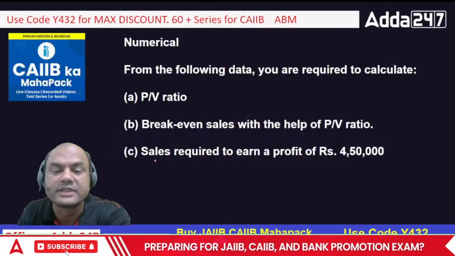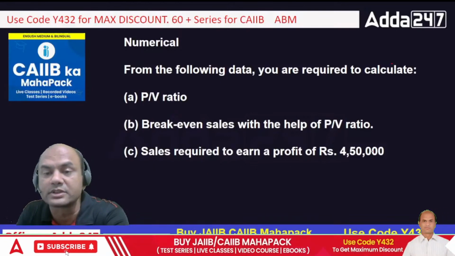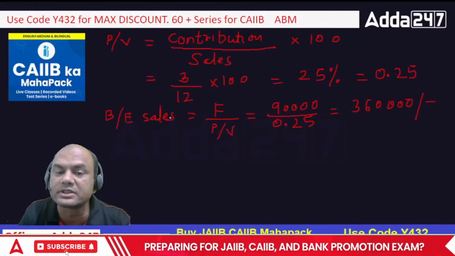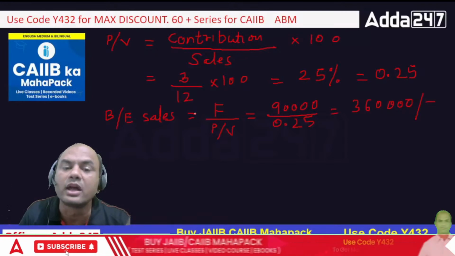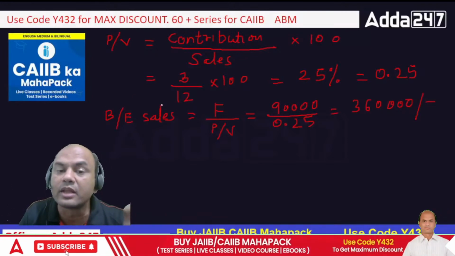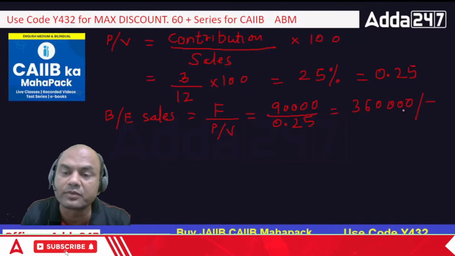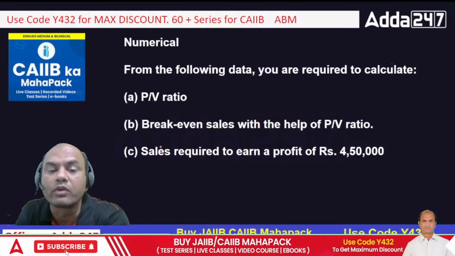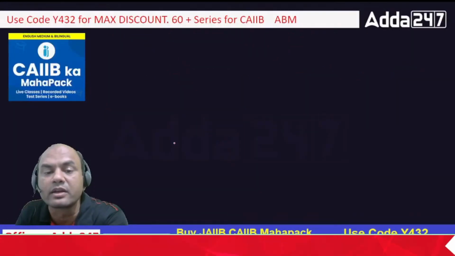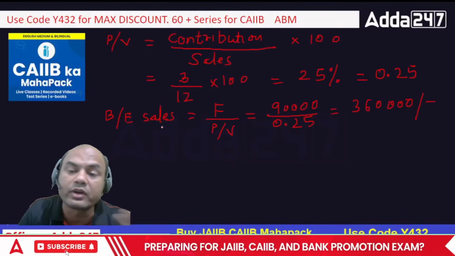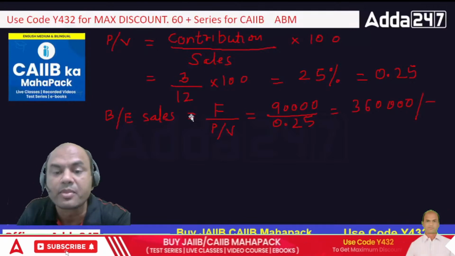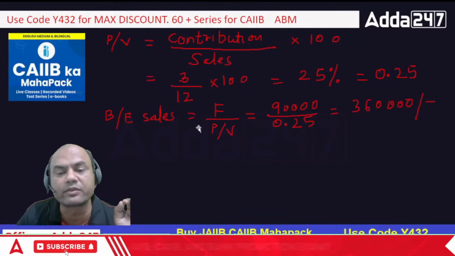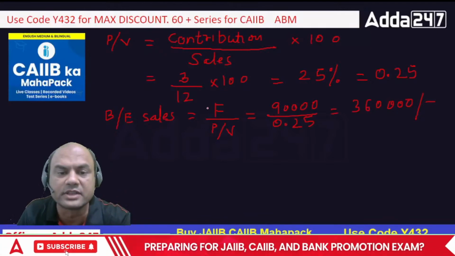What is the third question? Sales required to earn a profit of 4,50,000. Here I've got a simple logic now. Break-even sales equals F upon PV. Now if I want the sales of 450, instead of 360 I'll make this 450. If I want this, what is the sales required? So how will I get the sales over here?